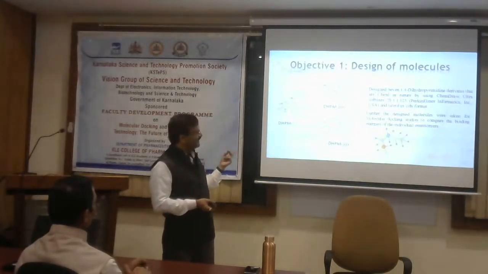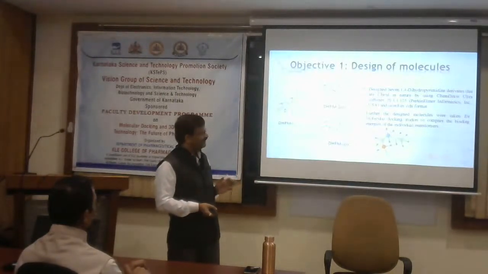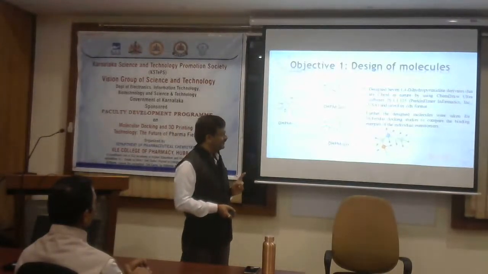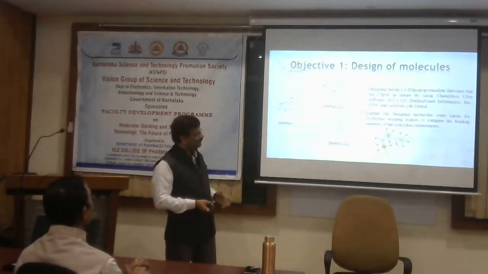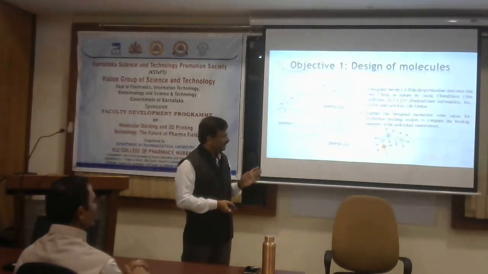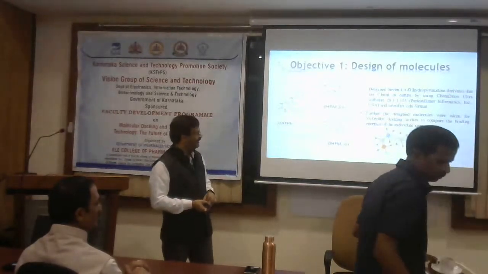And see here, we designed the seven 1,4-dihydropyrimidine derivatives that are chiral in nature by using ChemDraw, and the Perkin Elmer informatics software was used for that. Further, the designed molecules were taken into molecular docking studies to compare the binding energies of the individual enantiomers here.